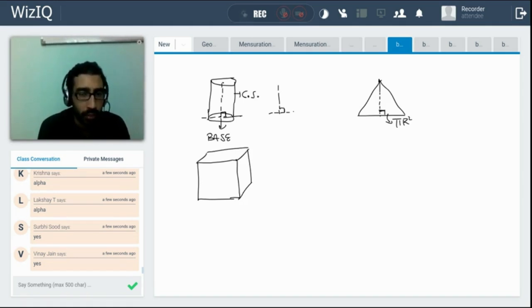So this I've drawn, this is a cube. Let me also draw a cuboid. A cuboid just does not have equal dimensions. Let's say it's something like this.